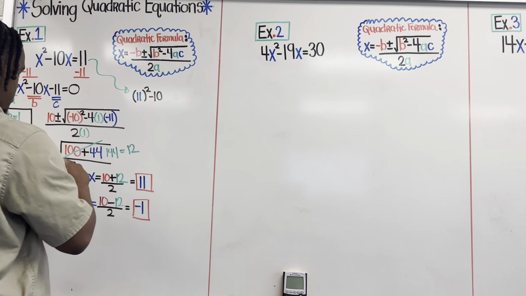11 squared is 11 times 11, which is 121. 10 times 11 is 110, so that's minus 110. And 121 minus 110 equals 11. So that does equal 11, which lets us know that we have the two true values of x.